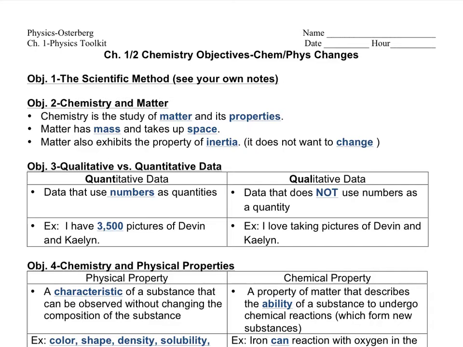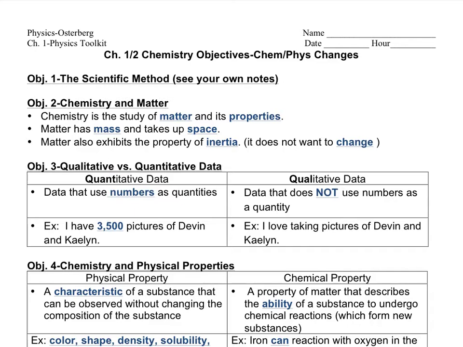Objective 3 talks about two different types of data that we'll be looking at all year. This is qualitative and quantitative. Quantitative data, you can see the word quant in it, is numerical data. So data that uses numbers as quantities. Qualitative is data that does not use numbers as quantities, so those are the main differences. One does and one doesn't.